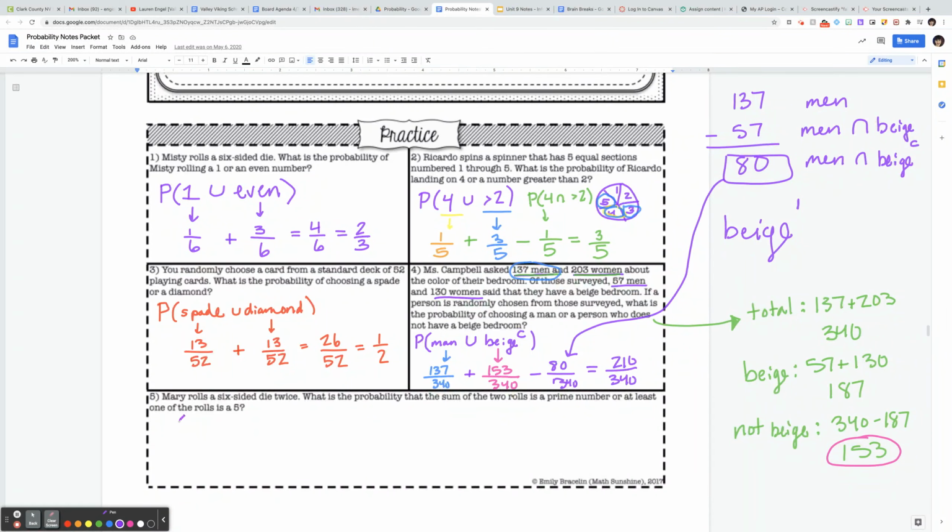And this one's a little bit tricky because you have to list all of the possible outcomes in order to make this make sense, okay? So we have Mary here, and she's going to roll a 6-sided die twice, okay? So I want to know what's the probability that the sum of the two rolls is a prime number, or at least one of the rolls is 5.